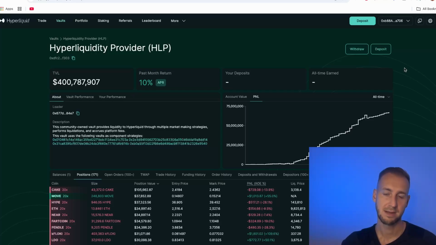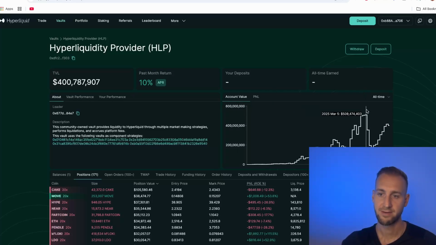So if you want to park some stables in here, of course there is some risk with this, because if traders do exceptionally well, then you're on the losing side, the opposite end of this. Most people do lose when it comes to trading, so this is typically profitable. But if you can see the account value here, there was a period where HLP was losing out massively, and this did get drained. A lot of people exited their HLP position, but I think for those who stayed the course, they're not doing too badly as of right now.